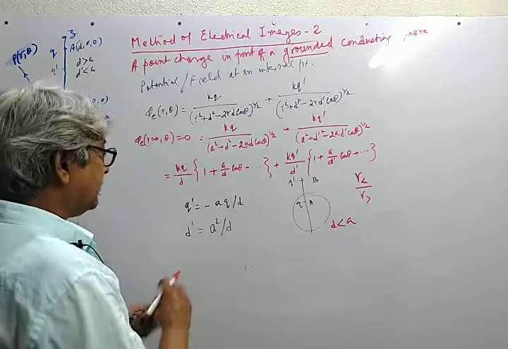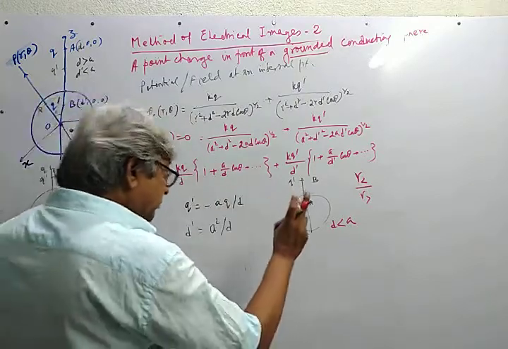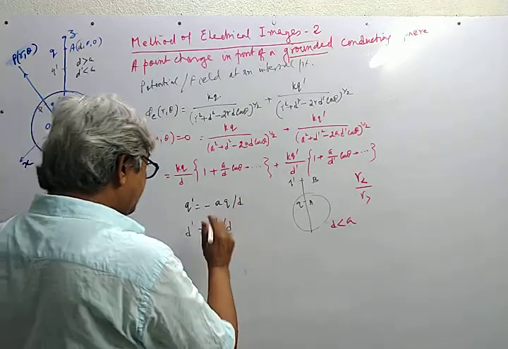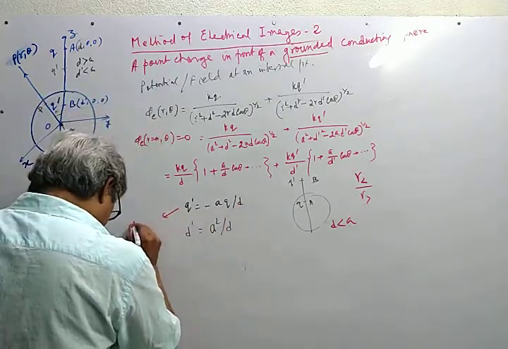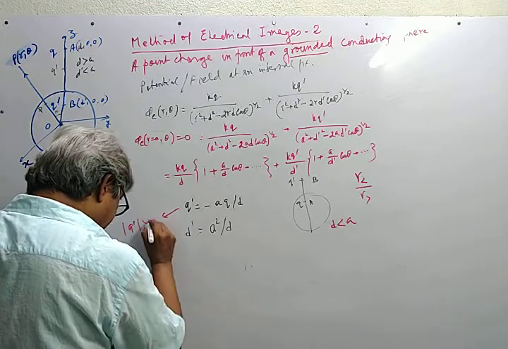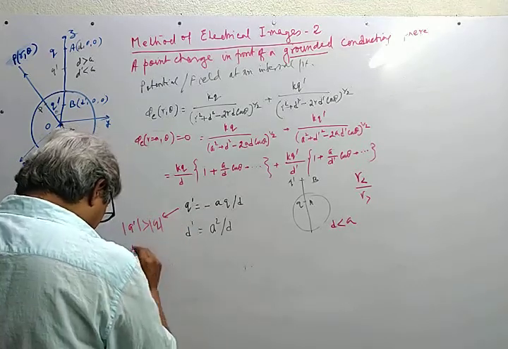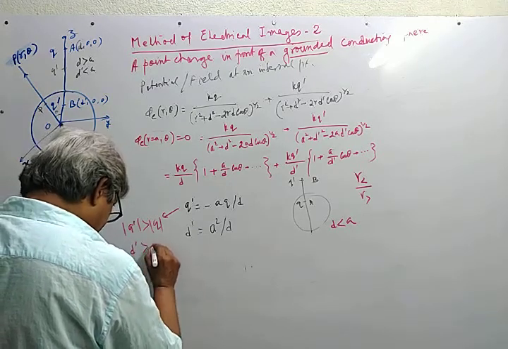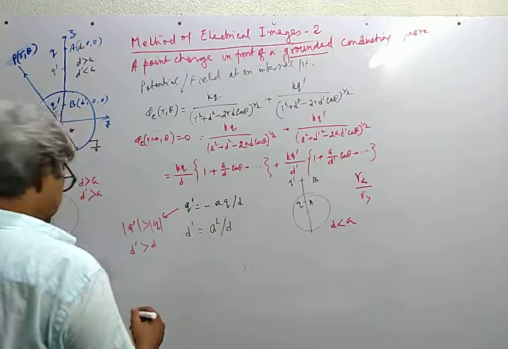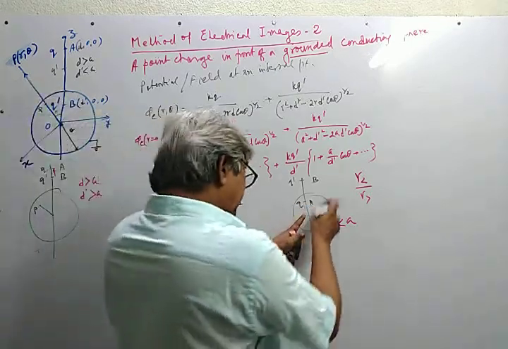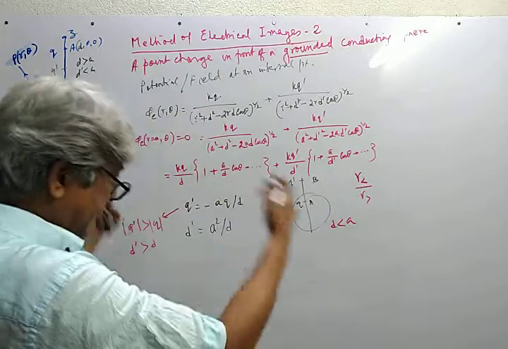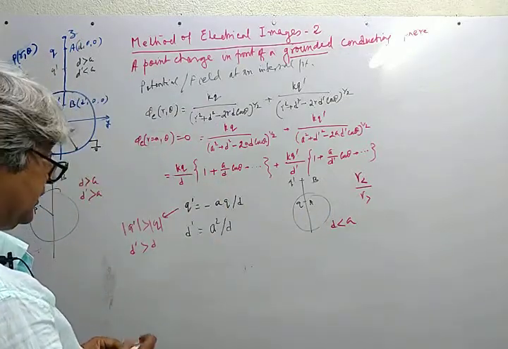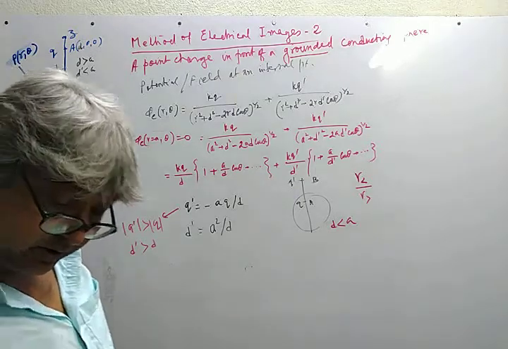We again land up with the same expression, as here d is less than a, you will find that the magnitude of q' is greater than the magnitude of q, and d' would be greater than d. That is to say, the image charge will indeed be outside the sphere, and we can perform the calculation in a similar fashion. So today we have considered three situations.